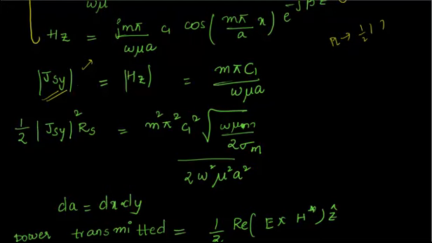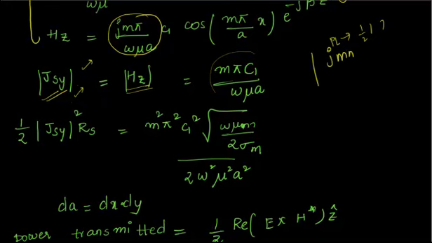Now, in the case of TE waves, JSY, we always take the modulus, is equal to Hz. That is, you can write the magnitude of Hz, so this J part is gone. That is the magnitude of m pi by omega mu A, that is m pi by omega mu A. Here we also have C1.